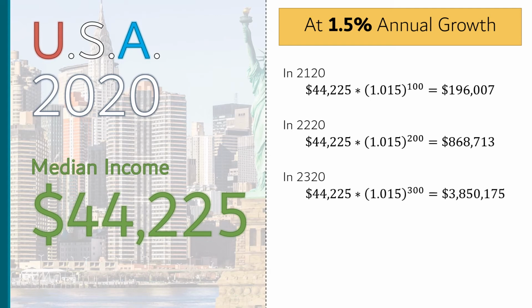300 years later, in 2320, the median person will be a multi-millionaire with an income equivalent to $3,850,175 of income today. In 2420, the median income is over $17 million per year. Again, this is how rich a majority of people will be.